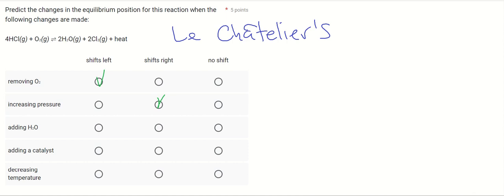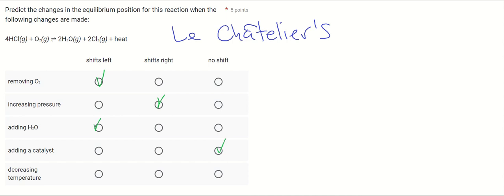All right, adding water. H2O is a product, so if we increase the concentration of a product, the system will try to decrease it, and it can do that by using it to make more of the reactant. So that's going to shift to the left. And adding a catalyst does not affect the equilibrium position. It does increase the rate of the reaction, but it will increase the forward rate as well as the reverse rate. So it's not going to affect the equilibrium position.